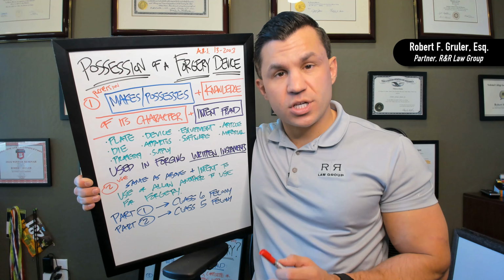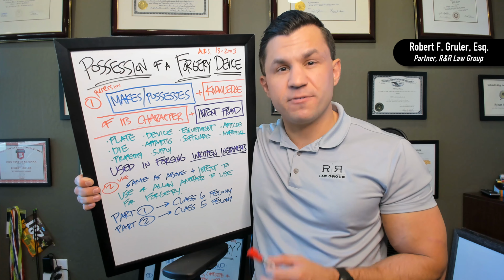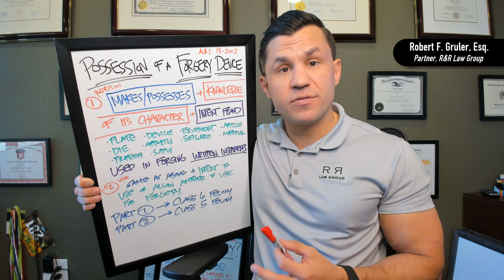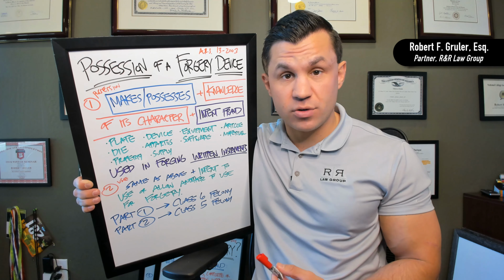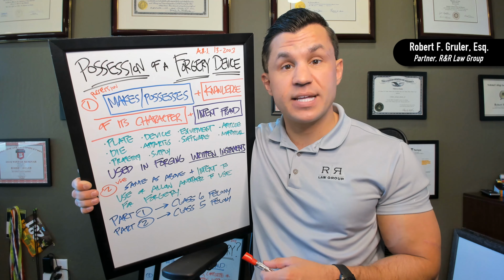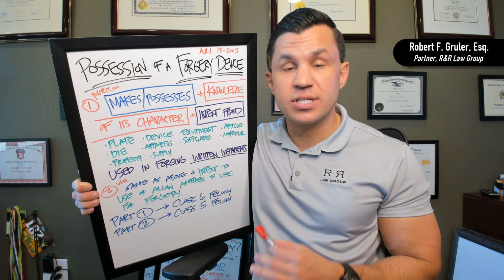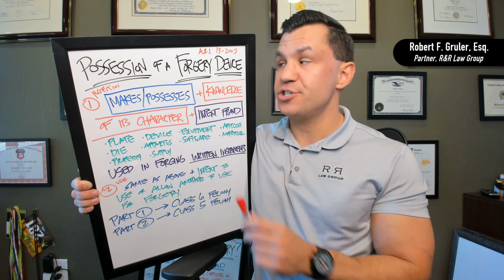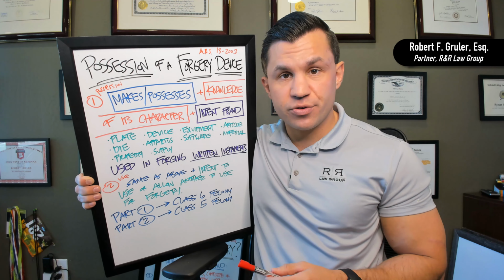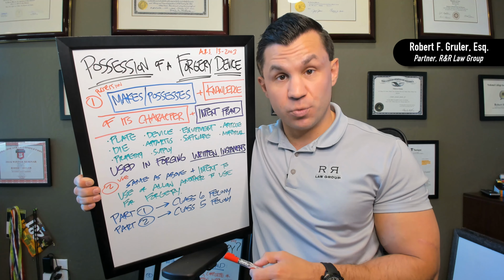In today's video, we're talking about a crime in Arizona that's called forgery devices. There are a number of different ways that a person can be charged with this crime. We're going to talk about them. But first, let's take a look at where these laws are housed. It's in the Arizona Revised Statutes 13-2003. And let's take a look at what it says.